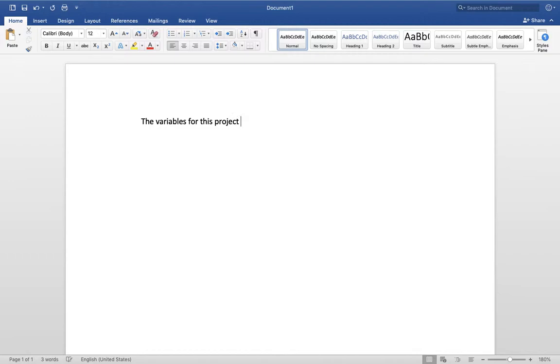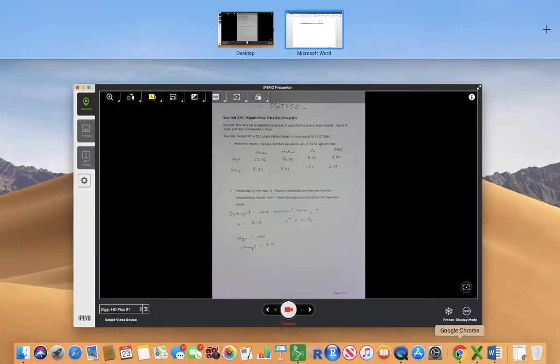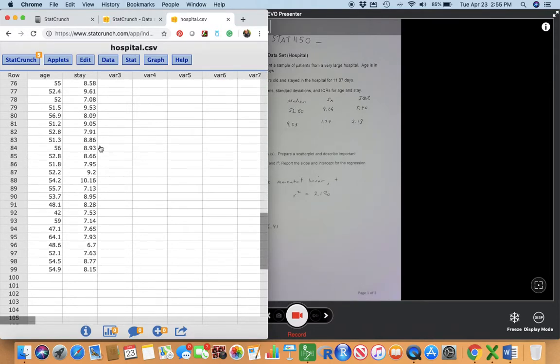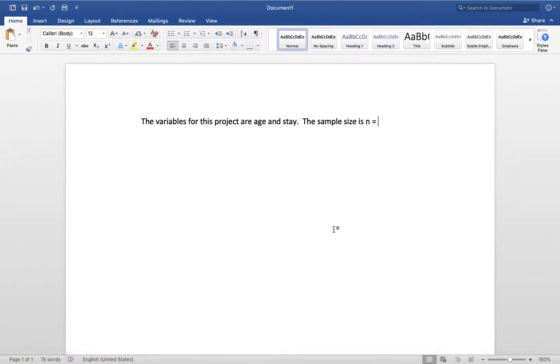The variables in this project, for mine, were age and stay. The sample size is n equal, and what did we figure out there? Sample size was 99. And 99 patients. The distribution shapes.